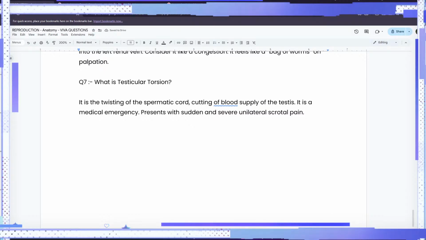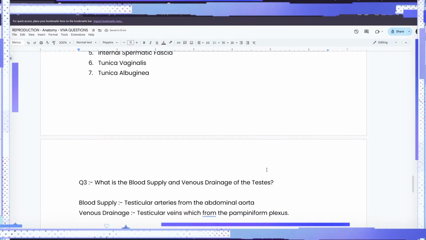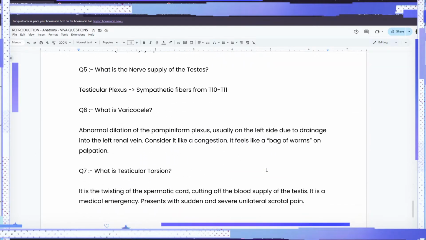Quite sad, right? Yeah, and that's it, right? So it's acute. It's an emergency. I think that's it, right? So cutting off the blood supply of the testis. Okay, I think for the testis, this is a pretty good amount of content, in my opinion.